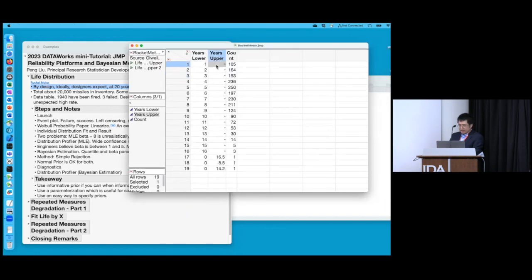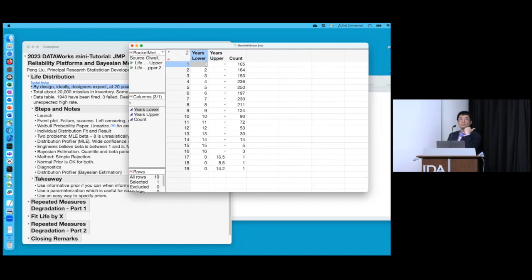So what you are seeing is a 2-column format. I have 1 column on the left, 1 column on the right. And the third one is count, how many fired. So there are 105 that have been fired after sitting in the inventory for 1 year. Why is it right censored? That means it did not fail during the 1 year it's sitting in the inventory.